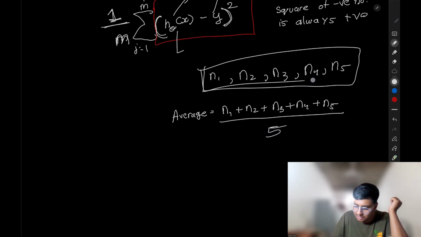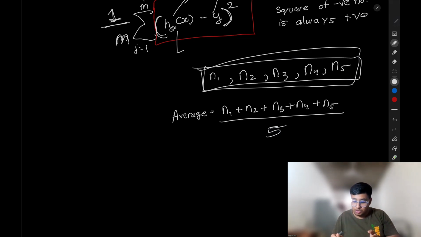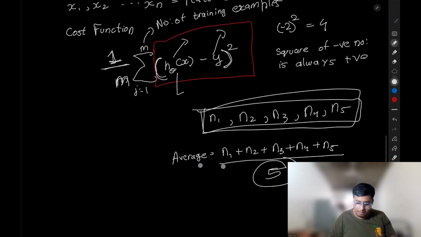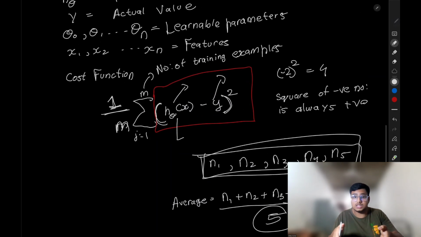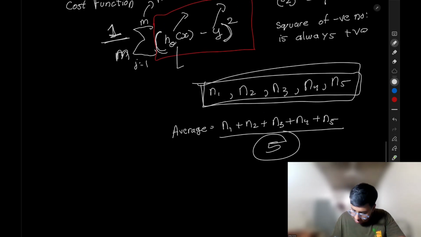So the size of the data set. In this small example, the size of the data set was 5, so that is why the denominator here is 5. But in this cost function, the size of the data set is m. So that is why we have multiplied the whole cost function by 1 upon m. I hope the concept of average is clear.